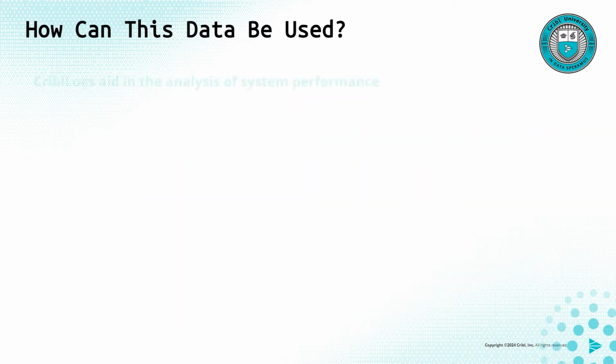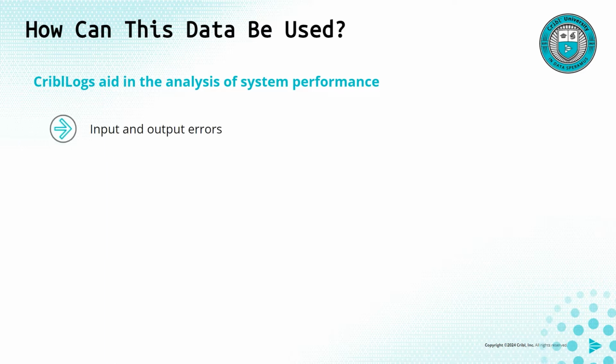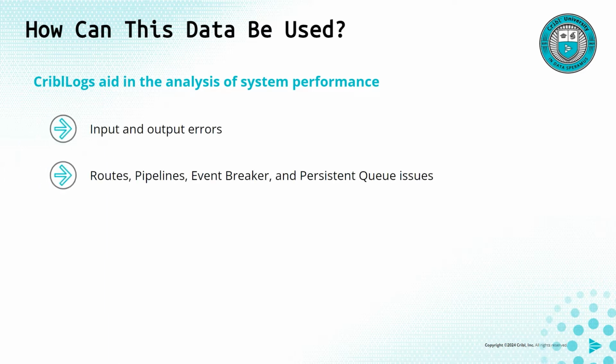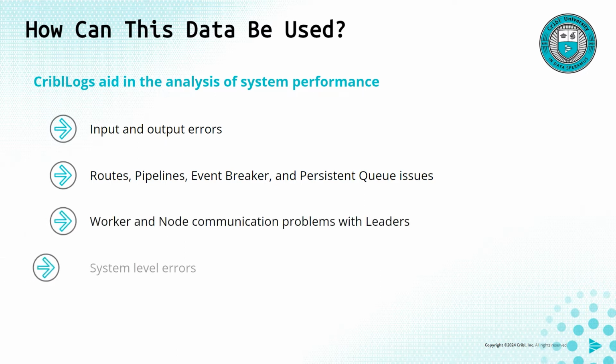So how can this data be used? Cribl logs aid in the analysis of system performance. The data from logs can be used to troubleshoot input and output errors, routes, pipelines, event breakers, and even persistent queuing issues, communication with the leaders, and system-level issues. All of the components are necessary for running an efficient data stream.